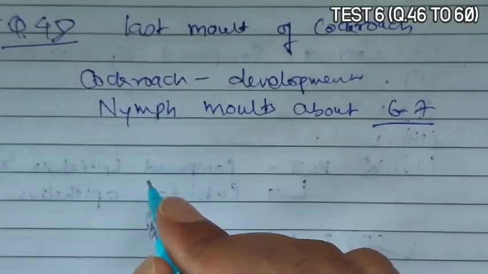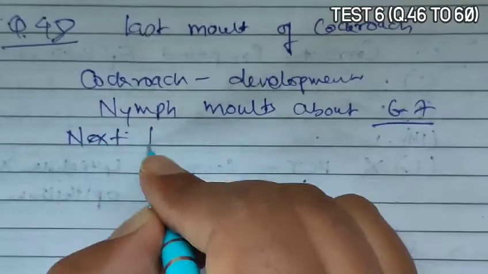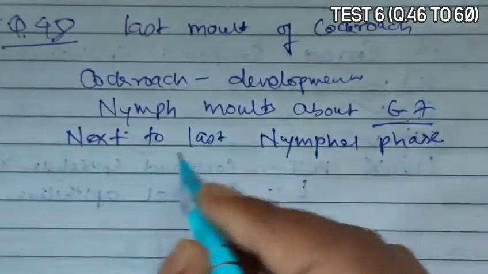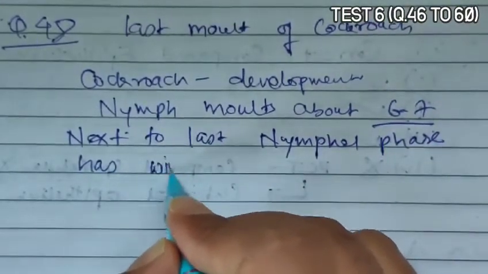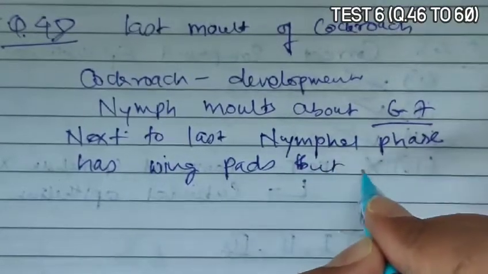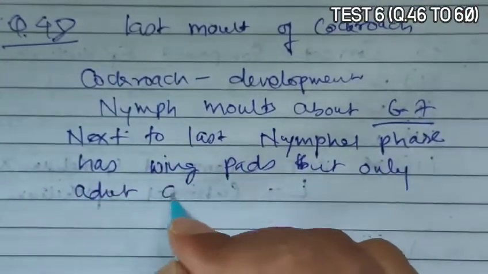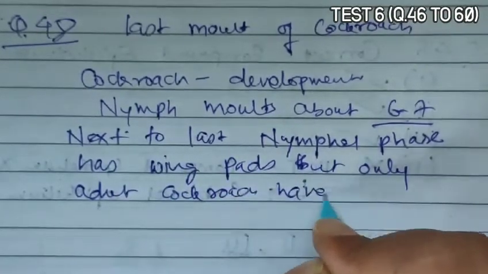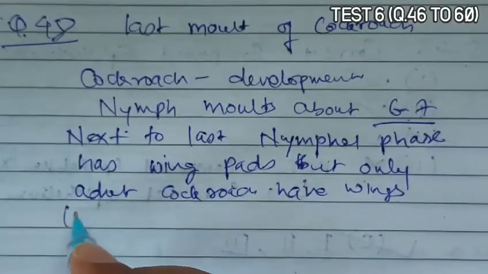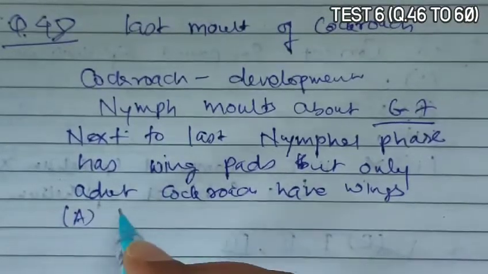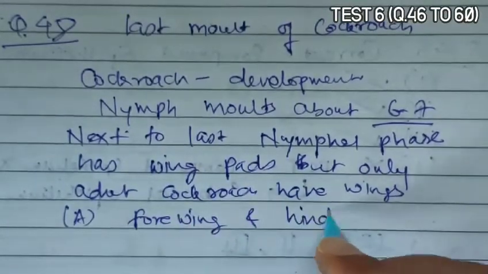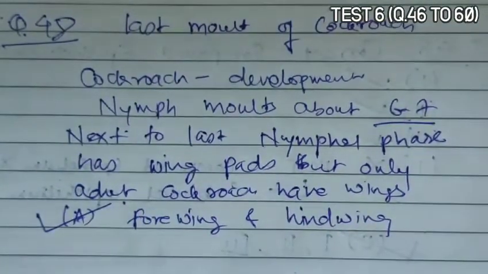The next to last nymphal phase has wing pads, but only the adult cockroach has wings. So the ultimate change which you observe at last is the appearance of forewings and hind wings. So option A is the correct answer.